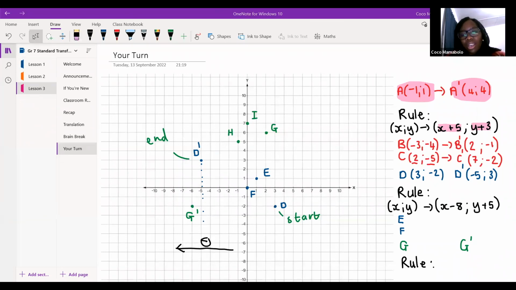Tell me in the chat a number out of 10. How confident are we feeling about moving and finding the rule? Hermione says 10. Okay. If we're going up, we plus. If we go down, we minus. Yes, and if we go to the right, we plus. And if we go to the left, we minus. Okay, we need to remember all of that. Okay, guys, we're going to pick this up again on Wednesday.